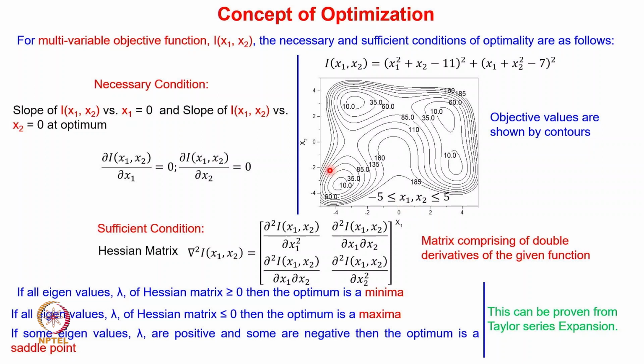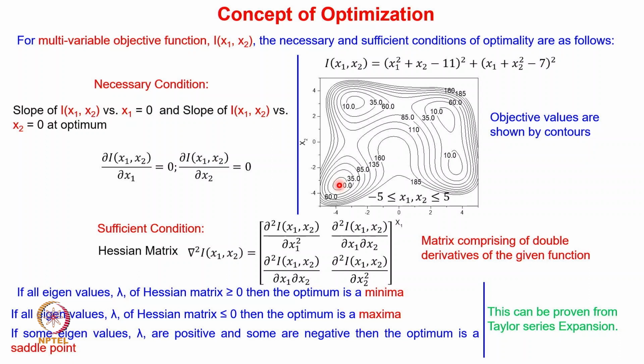So you can see that each of these lines corresponds to different objective values. You can see that in this particular problem there are four minima present. One is here, another one is here, the third one here, and the fourth one is present here. So there are four minima present in this problem, isn't it?